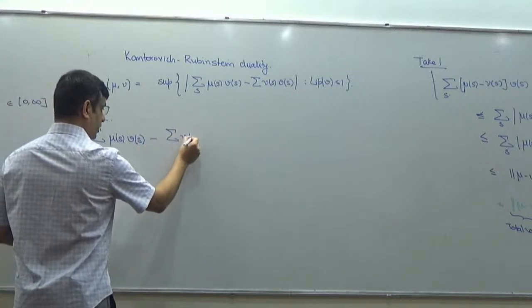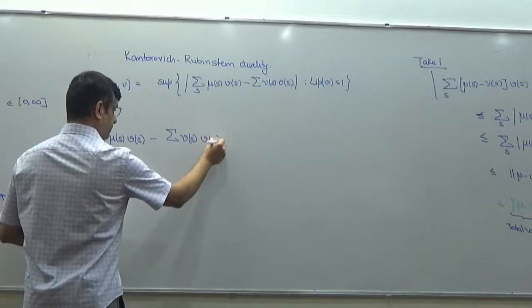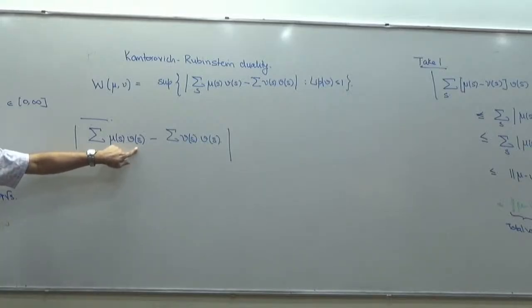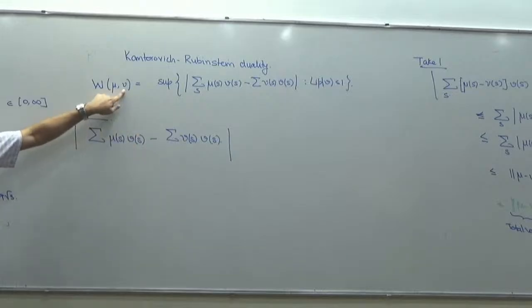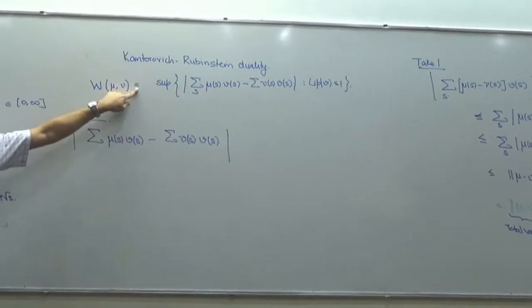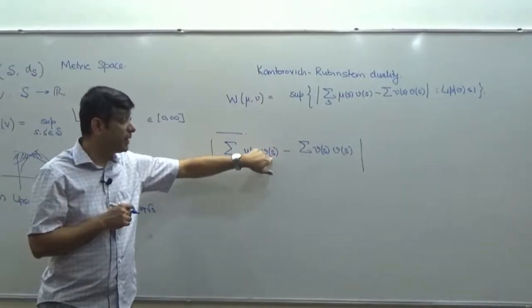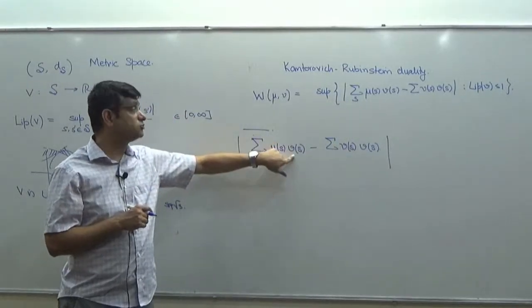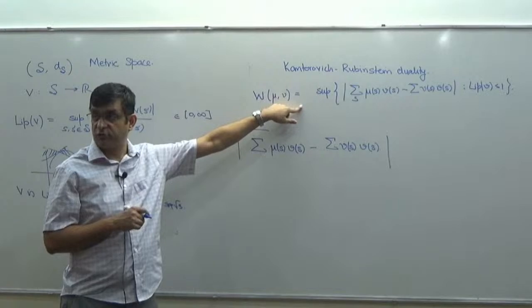the expected value with respect to nu of v of s. Now, if the function v had a Lipschitz constant which was less than 1, I know this quantity will be less than equal to the Wasserstein distance between the measures. Okay? Because that was my definition of the Wasserstein distance. I'll supremize over all functions whose Lipschitz constant is less than 1.